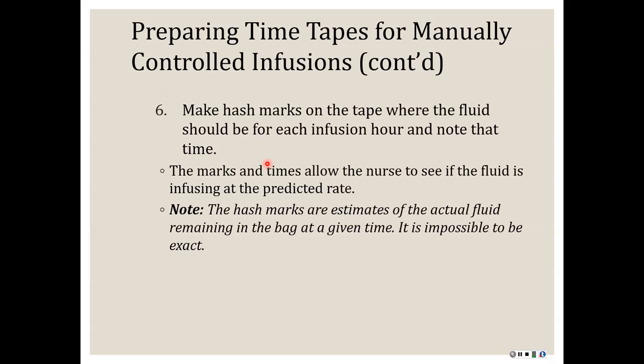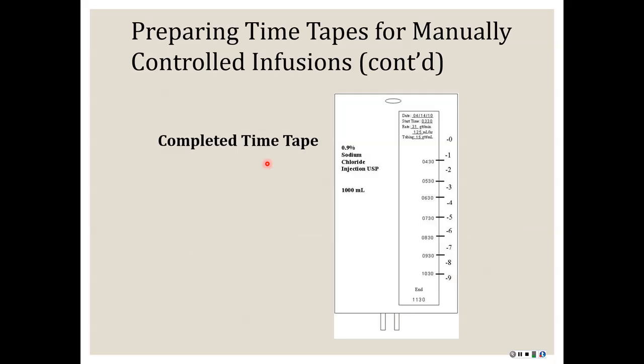All right, so a lot of times you'll make little hash marks and you'll note what hour the fluid should be where, so that each hour you can pop into the room and make sure that there's not double the amount of fluid that's gone or not enough fluid that's been administered. Here's an example of what a time tape might look like.